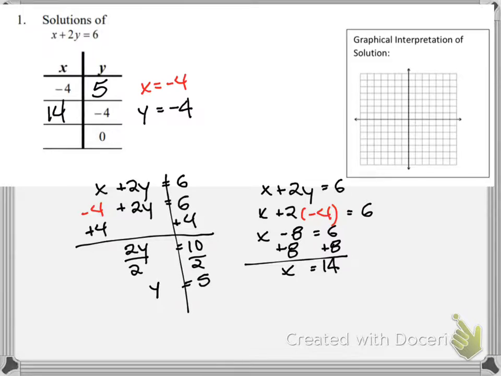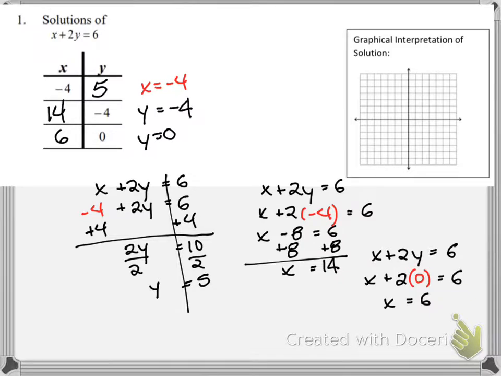All right, let's do the last one. We still have x plus 2y is equal to 6. This time we're letting y be equal to 0. So we have x plus 2 times 0 is 6. So x is equal to 6.